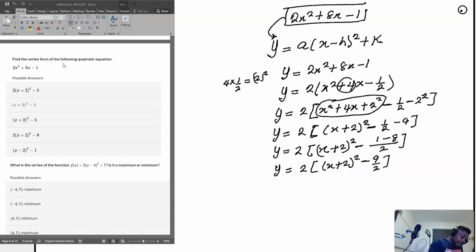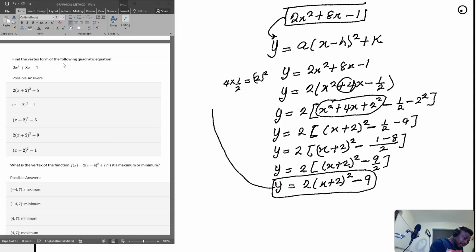So we can open the bracket here. So 2 multiplied this one, 2, that is x plus 2 squared minus 2 times this one, that is 9. So you can see this is now the form of this. So our answer here is 2 bracket x plus 2 squared minus 9. So that is that.